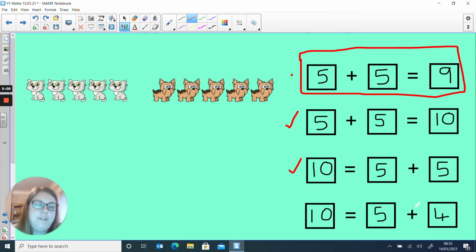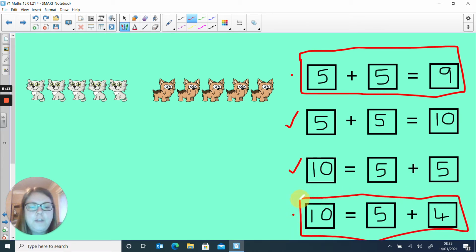10 equals 5, add 4. Is one of my parts 4? It's not, is it? The parts are 5 and 5. That would need a dot, and I'm going to put a big square around it so you can see that hopefully you've written that down.